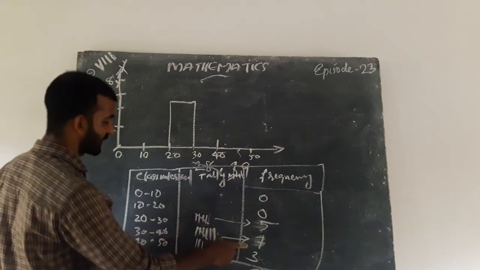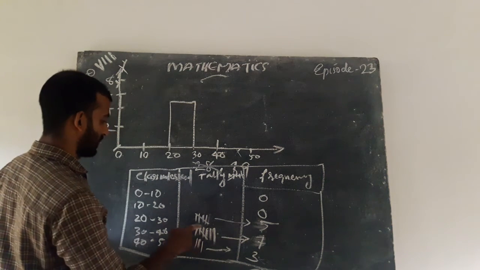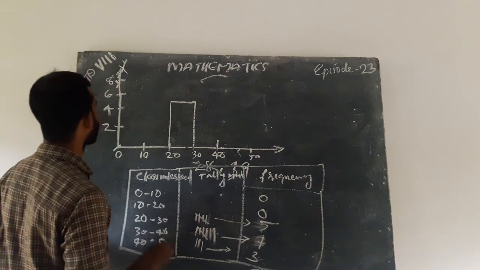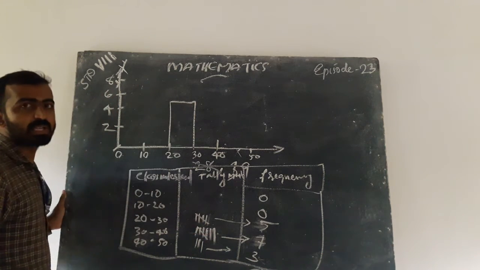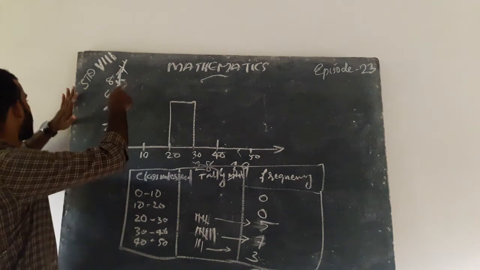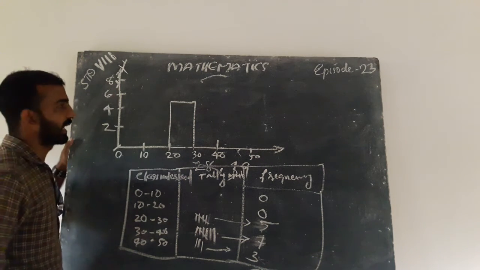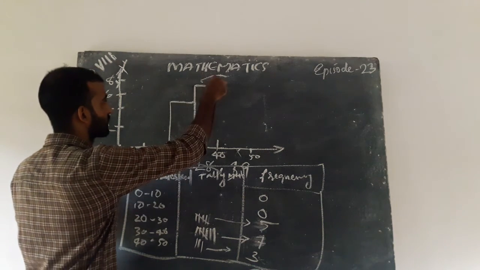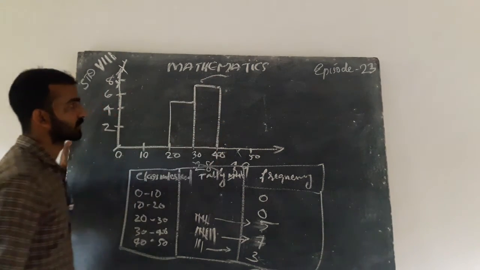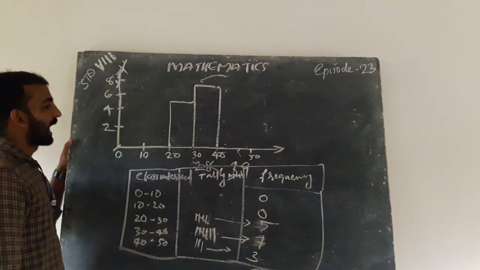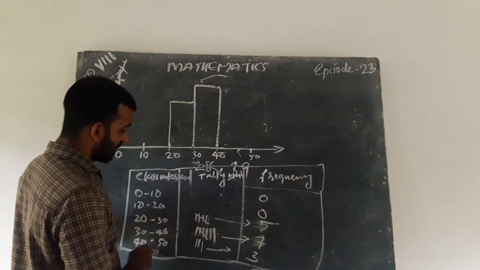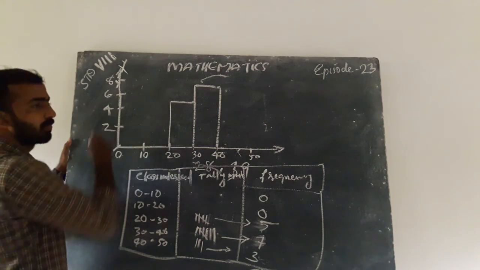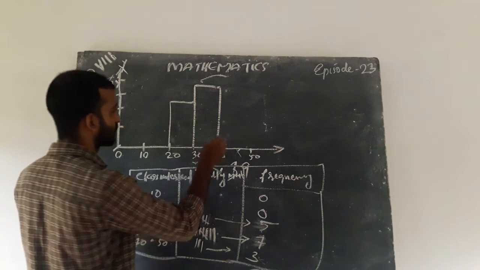Next is 7, for 30 to 40. 7 is between 6 and 8, the midpoint of 6 and 8. And next is 40 to 50, that is 3. 3 is between 2 and 4.